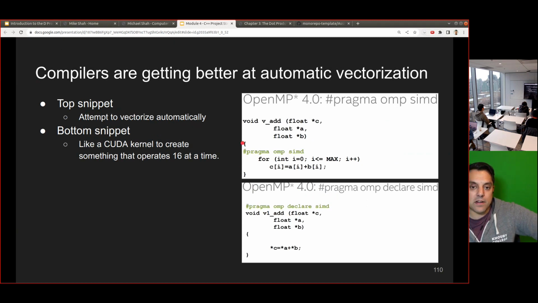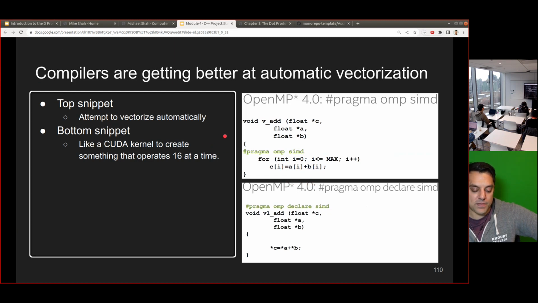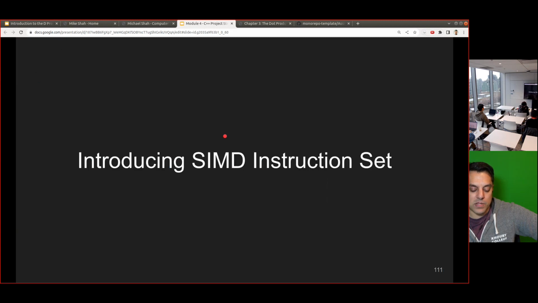And compilers have gotten better at doing this automatically. There's a library called OpenMP where you can basically just put this pragma omp and then type simd in front of it, and it'll try to parallelize this for you. It'll do the hard work of what I'm about to show you here. And again, I just want to give you a sneak peek of what's possible here.